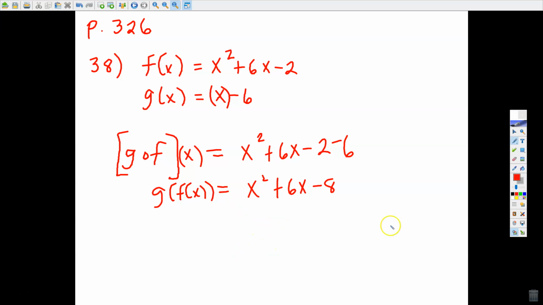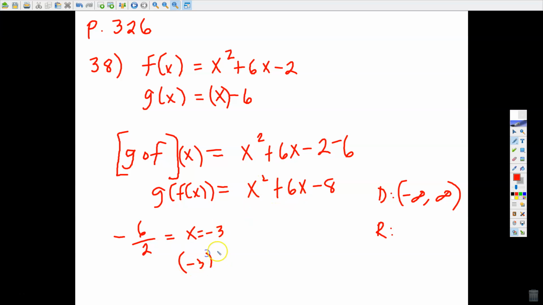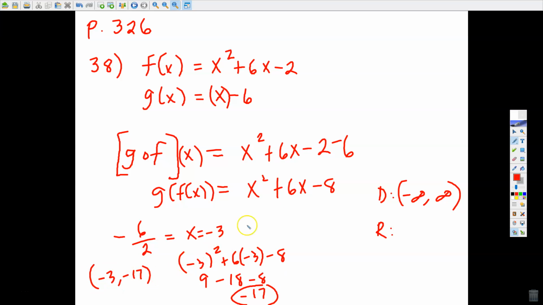Once again, we need to find out what the range is. The domain is pretty easy. It's going to be all real numbers. But for the range, we'll do it both ways. Opposite of b over 2a: x is negative 3 is the AOS, and then to find the vertex, we put negative 3 in for x. So that's 9 minus 18. That's negative 9 minus 8. That's negative 17. So our vertex is negative 3, negative 17.